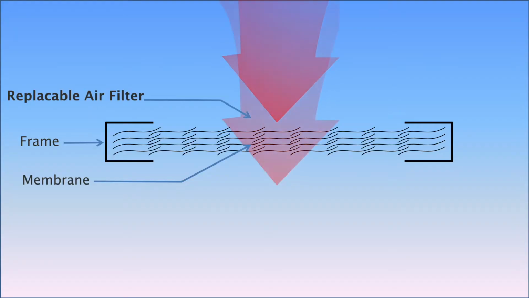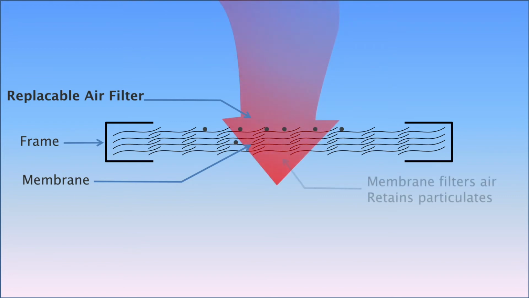Membrane filters work by passing air through a fine membrane. The finer the membrane, the more it interfaces with the air, slowing its passage through the membrane. The accumulated particulate matter requires that the filter be replaced periodically.